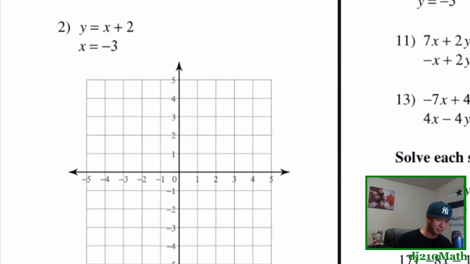All right, top one, y equals x plus 2. So positive 2 is where it crosses the y-axis. Up 1 over 1. Over is always to the right.